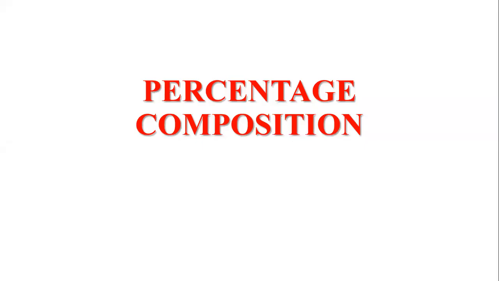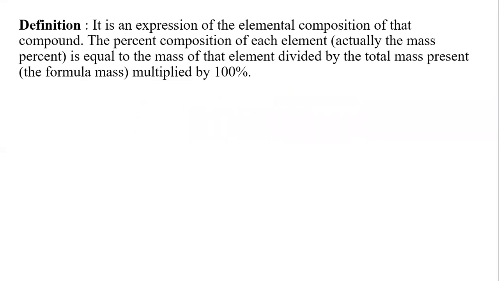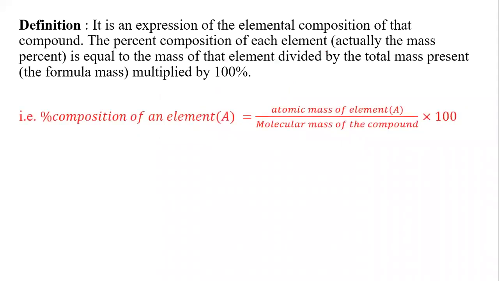Percentage composition. It is the elemental composition of the compound. Means that the percentage in which an element is present in any compound is what we study as percentage composition. Mathematically, the percentage composition of an element, suppose A, will be equal to the atomic mass of element A divided by the molecular mass of the compound multiplied by 100.